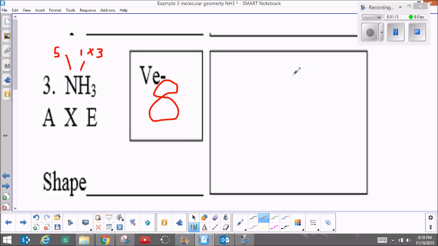When I go to create my diagram, the first thing I'm going to do is put my loner in the center. That's N, goes in the center. And I am going to connect the H's to my central atom.